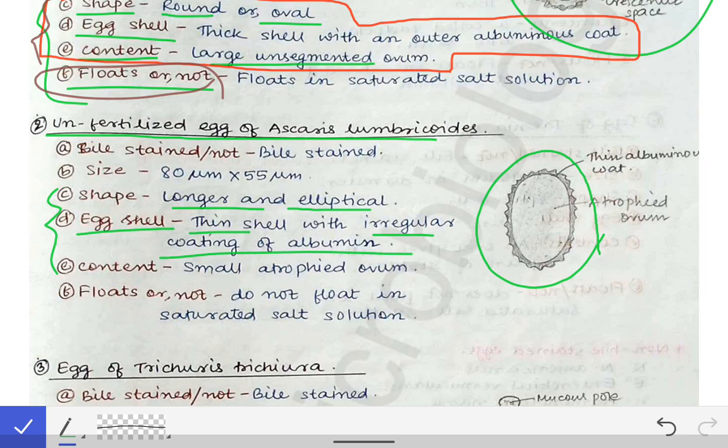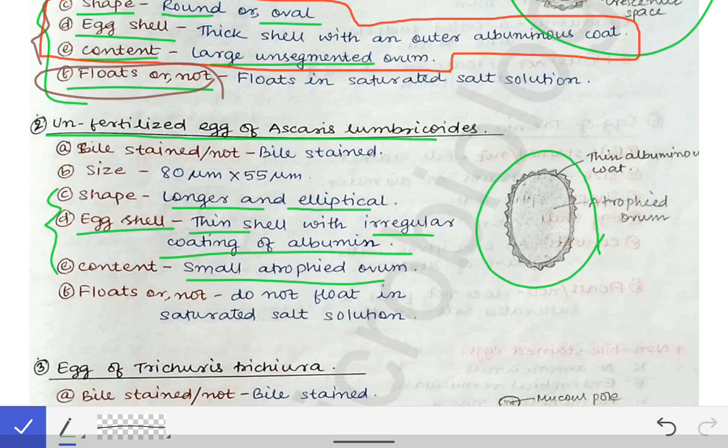If you see the diagram, there is something wavy on the outer side of the unfertilized egg of Ascaris. That is nothing but the irregular coating of albumin, which is making the thin cell of the unfertilized egg of Ascaris lumbricoides. Then come to the content. Content is a small atrophied ovum. So these are the three things you should remember from the diagram.